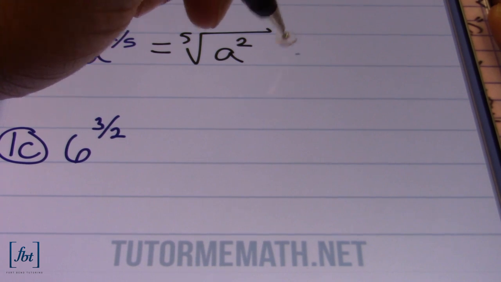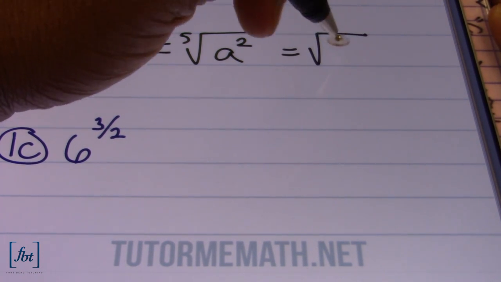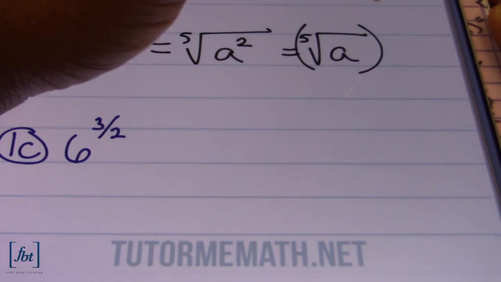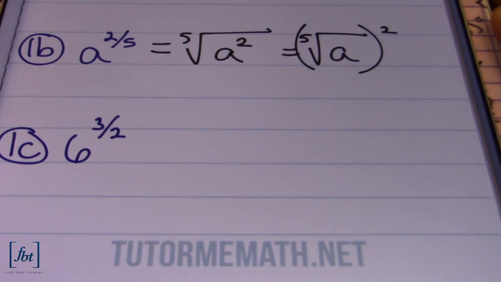Another way to write this answer is to say that we have the fifth root of A all being raised to the second power. So both of these solutions here are equivalent to one another. Therefore, they're both equally the answer. What you'll need to do is determine whether your teacher has a preference, your author of a textbook may have a preference, or you yourself may prefer one way over the other.